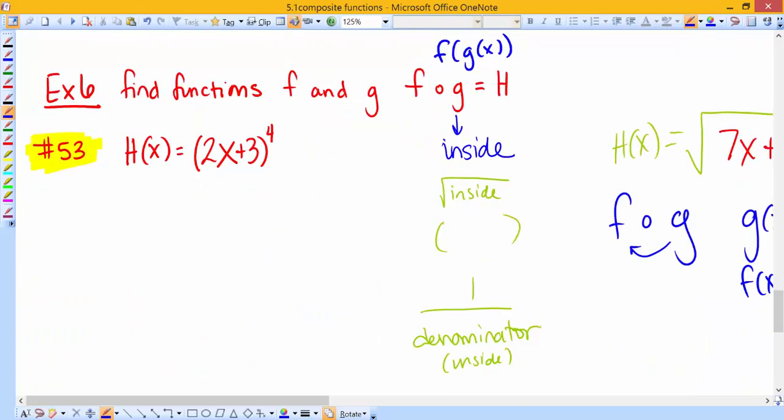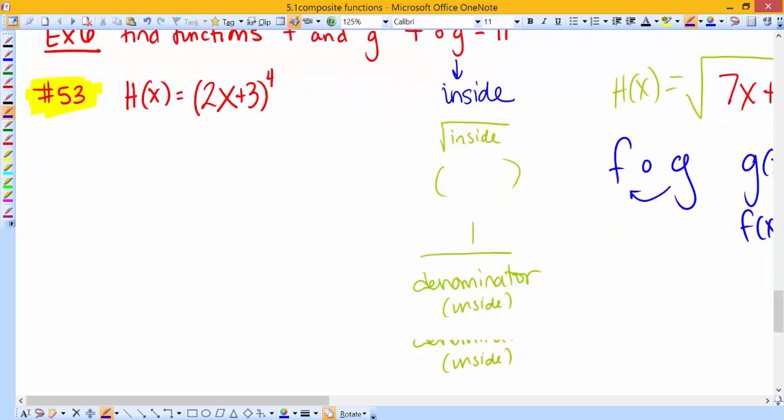I am breaking this apart. I want to write this into two functions. Since the g of x goes into f, that's the inside function. So here's some quick notes on the inside part. If I have a square root, the inside is the square root. If I have parentheses, the inside is parentheses. If I have a fraction, the part that will be plugged in is the denominator, or wherever the variable is.